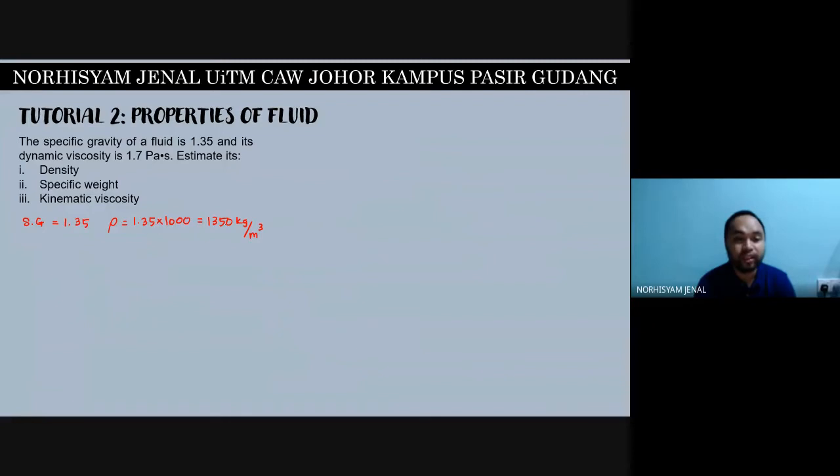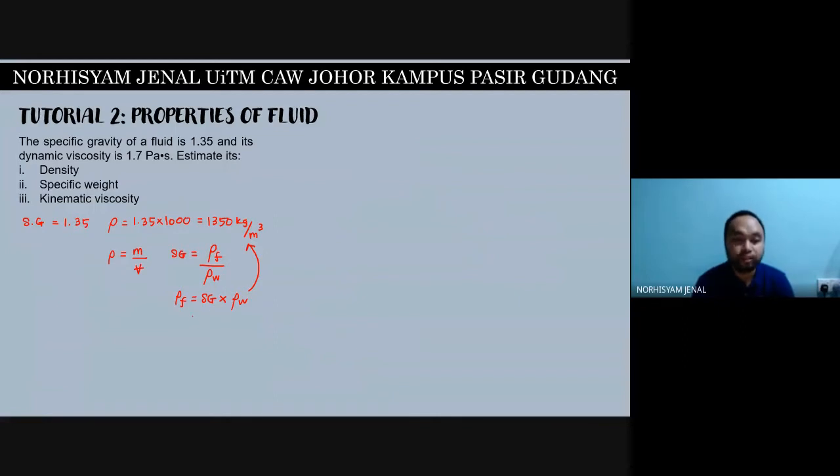So this is how we get the density. The equation for density is rho equals mass divided by volume, or if you have specific gravity, Sg is equal to rho of fluid divided by rho of water, which is 1000. So rho of fluid equals Sg multiplied by rho of water. That's why we are using this equation to get the density.